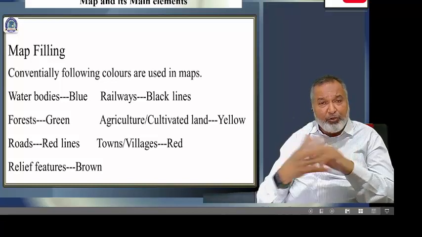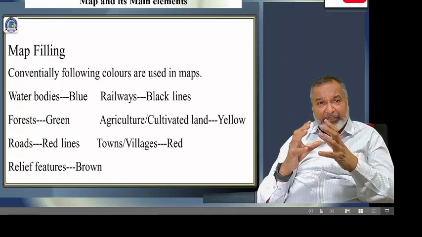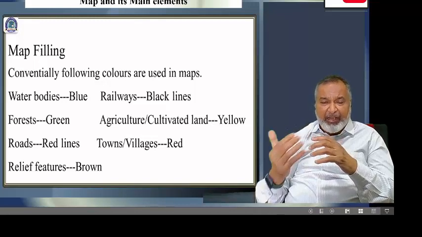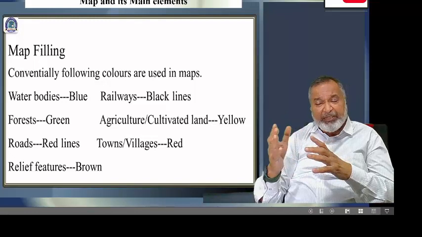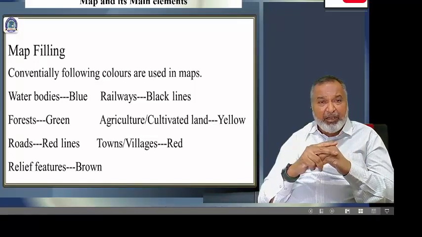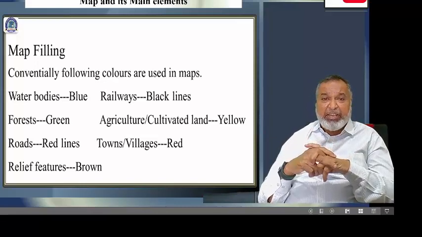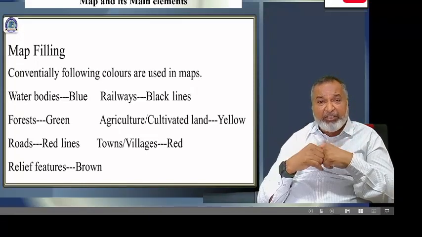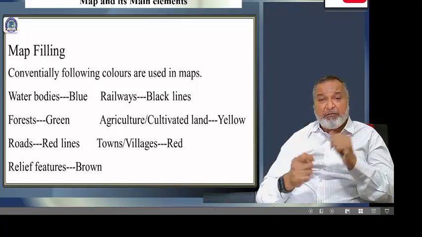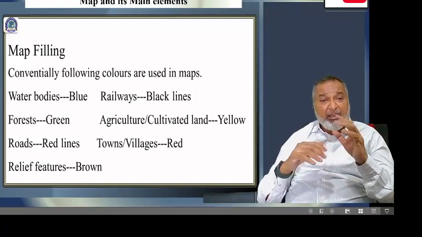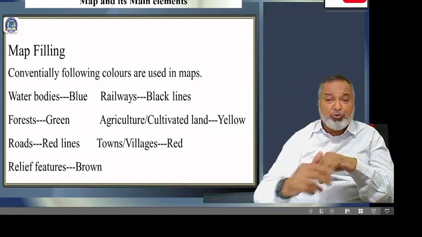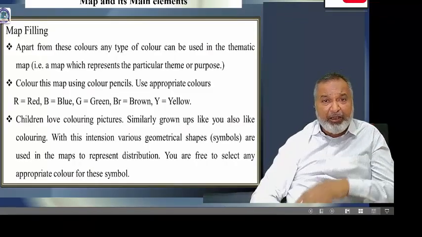The important color symbols: water bodies are shown with blue. In that blue also we will find dark blue, which means the ocean is very deep. If it is light blue, it is shallow water. Railway lines are shown by a black line, and small lines will be cut over them. Forest will be shown by green. Agriculture, cultivated land is shown by a yellow line. Roads are shown by red lines. Towns and villages are shown by red. Relief, that is the altitudes, the elevations, are shown by brown. These are the contours we can make out.